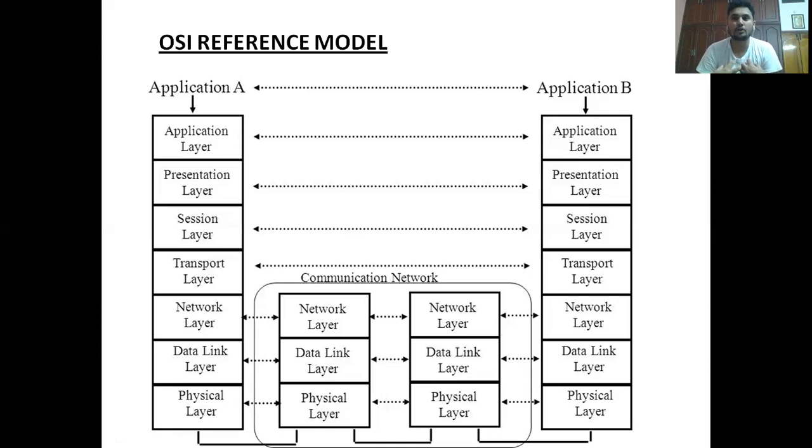For example, I want to transmit a message to my friend. I am here in one network, and he is in another network. I have to transmit one message. So how is the message transmitted from A to B? A has to follow the 7-layer architecture and B has to follow the 7-layer architecture. So what happens in these 7 layers is this.